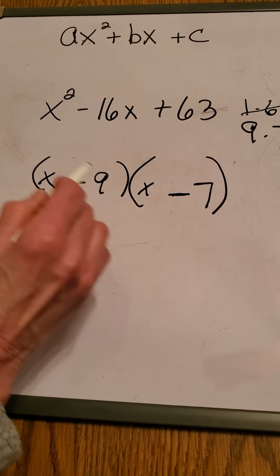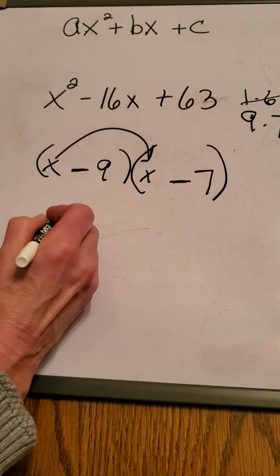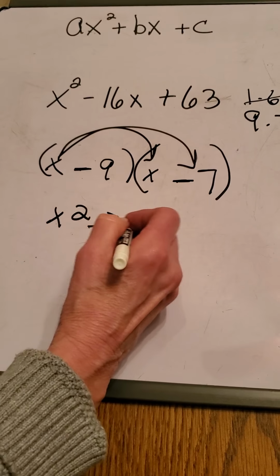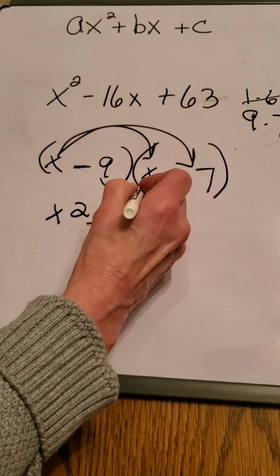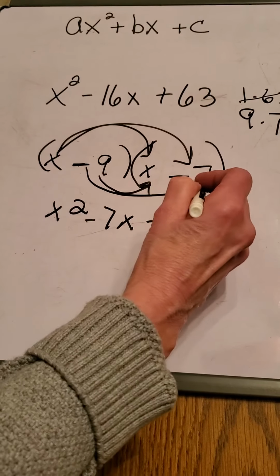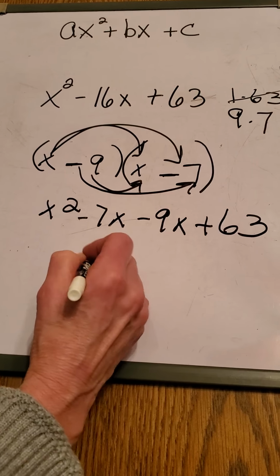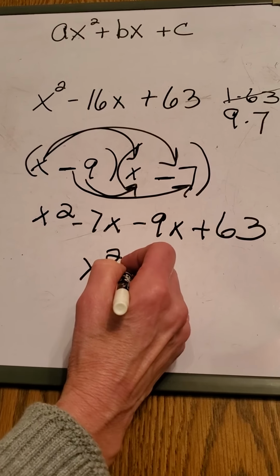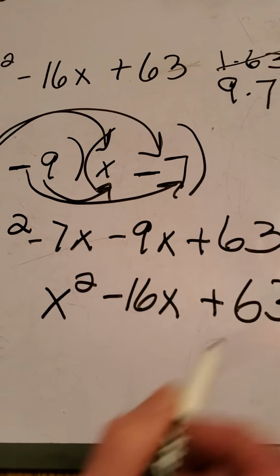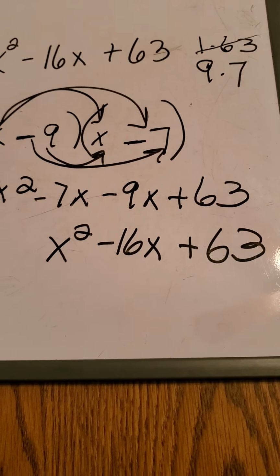To check if this is correct, I will use the FOIL method. X times x is x squared. X times negative 7 is negative 7x. Negative 9 times x is negative 9x. And negative 9 times negative 7 is positive 63. Simplifying, I get x squared minus 16x plus 63. So you can see this expression is the same as my first expression.